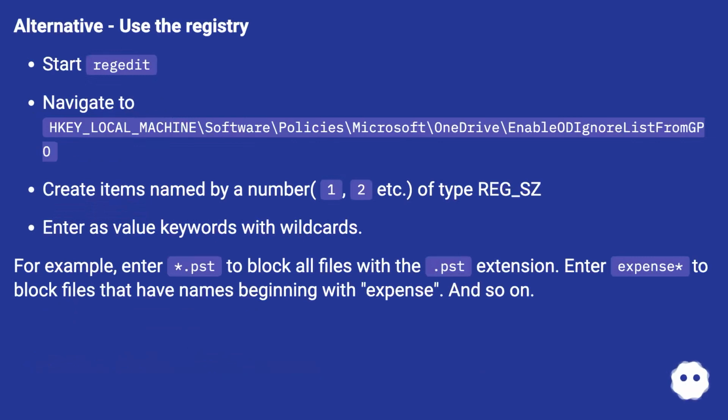Alternative, use the registry. Start regedit, navigate to HKEY_LOCAL_MACHINE\Software\Policies\Microsoft\OneDrive\EnableIgnoreListFromGPO. Create items named by a number 1, 2, etc. of type REG_SZ. Enter as value keywords with wildcards. For example, enter *.pst to block all files with the .pst extension. Enter expense* to block files that have names beginning with expense. And so on.